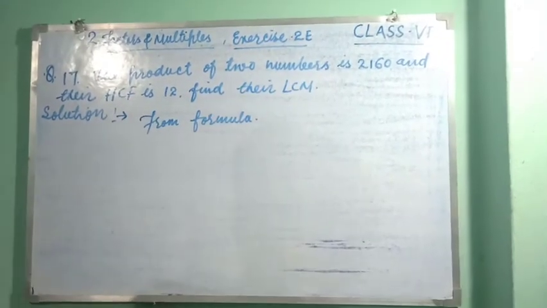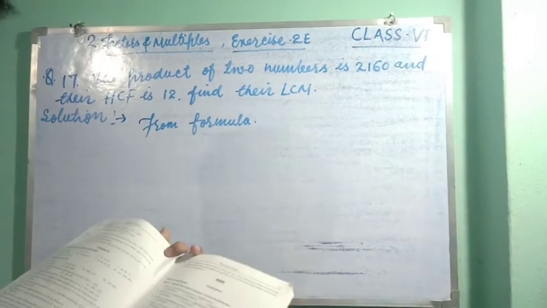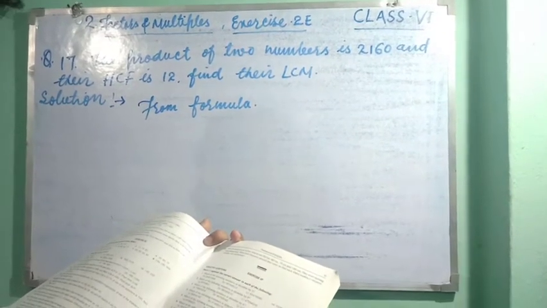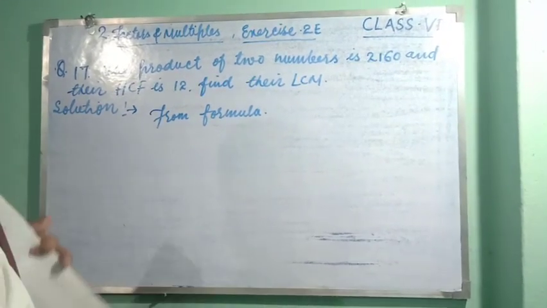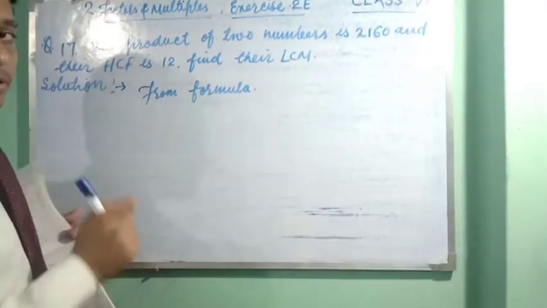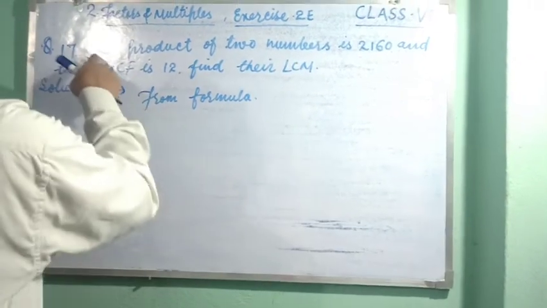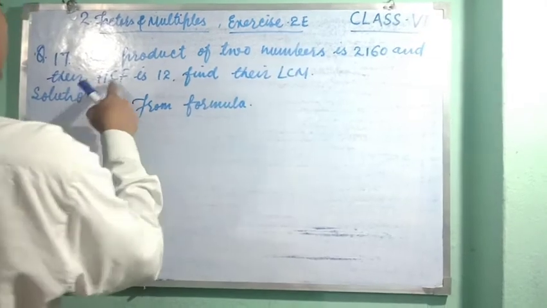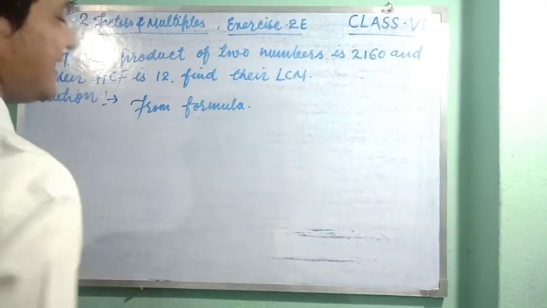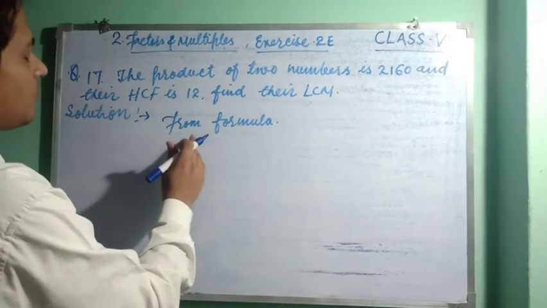Question number 17. Question numbers 17, 18, 19, 20 are similar questions and we have to solve only one question. So friends, see, the product of 2 numbers is 2160 and their HCF is 12. Find their LCM. Now see friends, there is one formula.